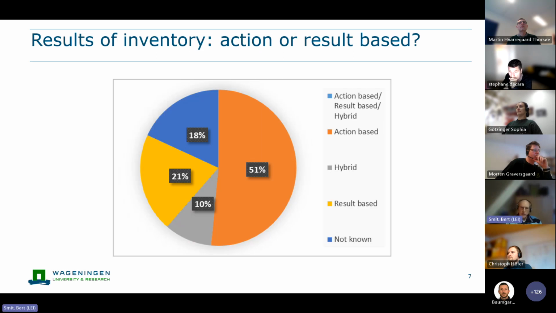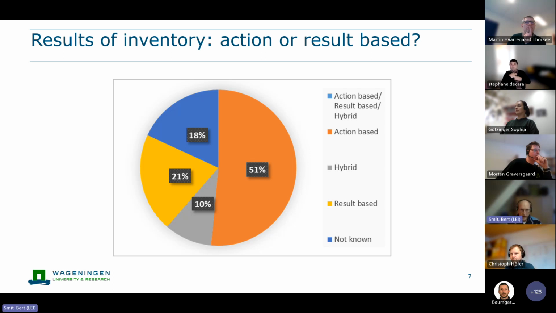Martin already mentioned the difference between action or result-based. A number of stakeholders would like result-based schemes, because result-based schemes are more or less a guarantee that farmers are paid for what they do. And we see that about half of the schemes in our inventory were action-based. So that's clearly the majority.